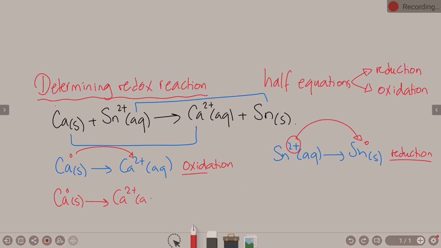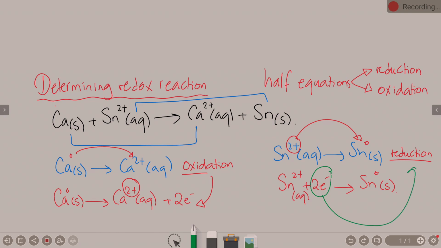So to represent that, I would write calcium gives calcium 2 plus aqueous plus the number of electrons that's in the charge. How many did I actually lose? There's 2 there, so I must be losing 2 electrons. So you can clearly see here that I have lost the electrons because I have produced them. In this case, I have tin 2 plus to give tin metal. So therefore, in this case, I have tin 2 plus that's picked up these 2 electrons to form tin naught. And because the electrons are here on the reactant side, it must be reduction.